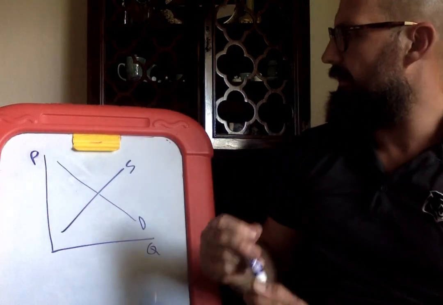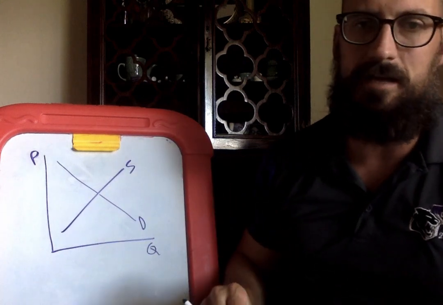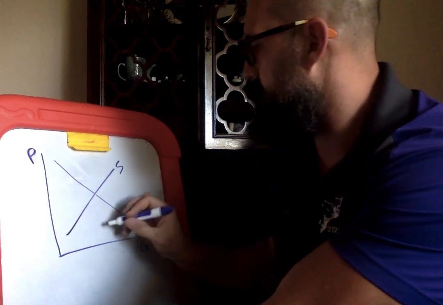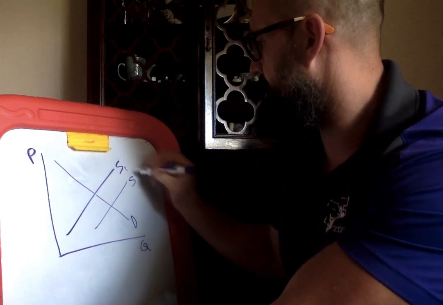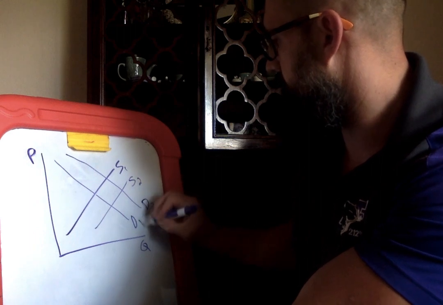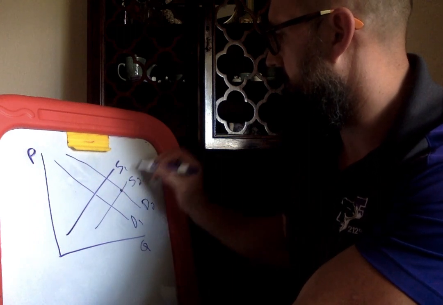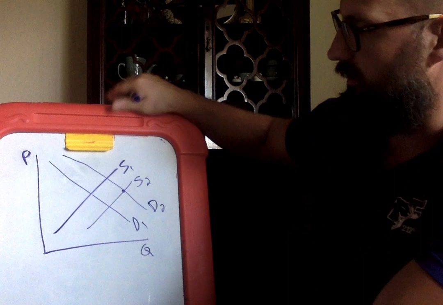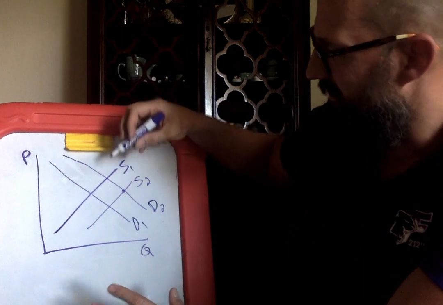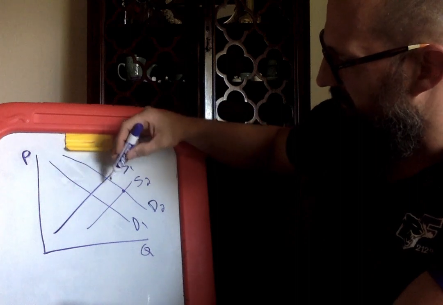So let's say that both demand and supply increase. We're going to shift our supply curve to the right. We're going to shift our demand curve to the right. And so now we are here. This is a little confusing as to what's going on here. So we've shifted demand and then we shifted supply.